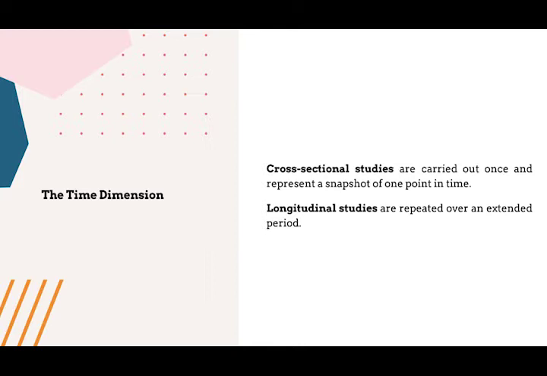The next design is time dimension. It's divided into two. The first one is cross-sectional studies, which are carried out once and represent a snapshot of one point in time. The second one is longitudinal studies. They are repeated over an extended period.